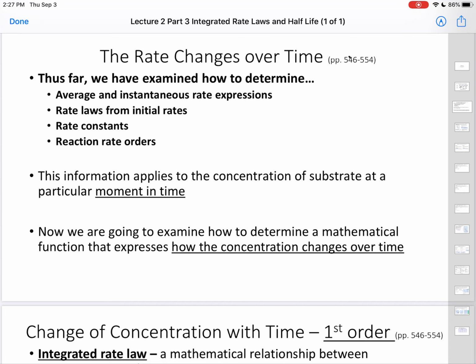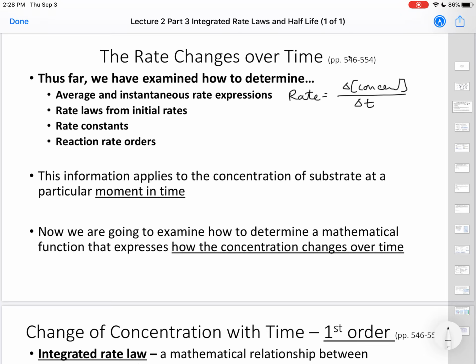Thus far, we have examined, especially in the last section of videos, how to determine the average and instantaneous rate expressions. Remember, we said that the rate is always equal to the change in the concentration over the change in time. And so with this equation, what it's saying is that as time progresses, the concentration of your substrate, whether it's the reactant or the product, will change.